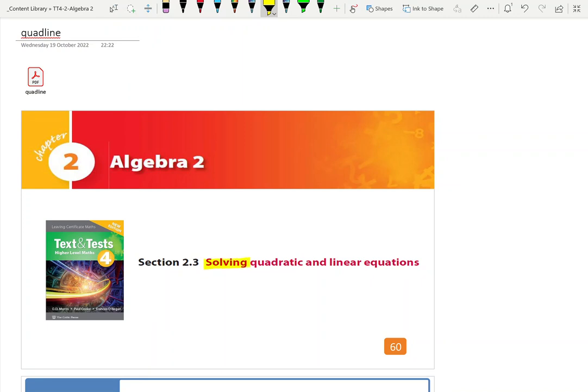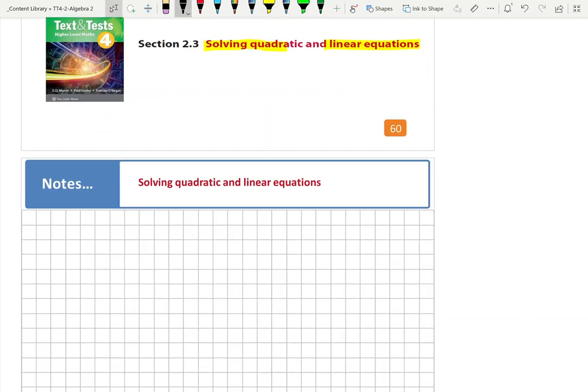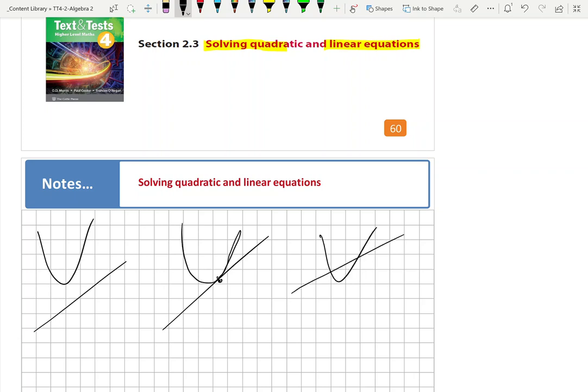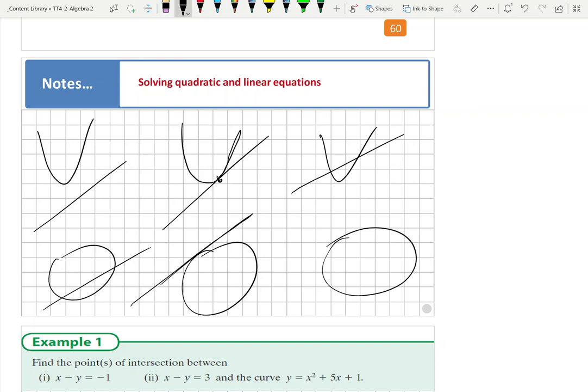We are solving quadratic with linear equations. Quick visual of the different scenarios. You may have no solutions. You may have one solution, or you may have two solutions. And you might have two solutions to a circle with a line, one point of tangency, or no solutions.